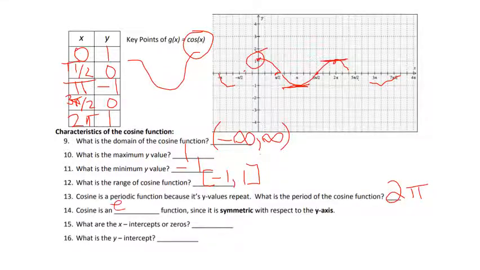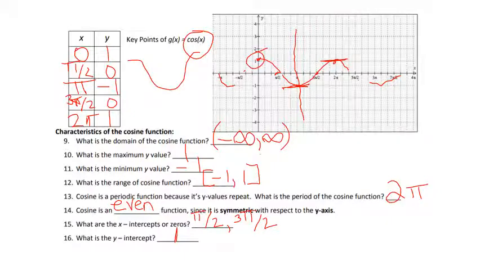Cosine is actually an even function because it's symmetric with respect to the y-axis. If I draw a little line of symmetry down through the middle of it, you can see that it's symmetric in the y direction. Let's see, the x-intercepts are going to be pi over 2 and 3 pi over 2. That's where it crosses the x-axis. And the y-intercept is going to be at 1 right here. So that's what cosine looks like.